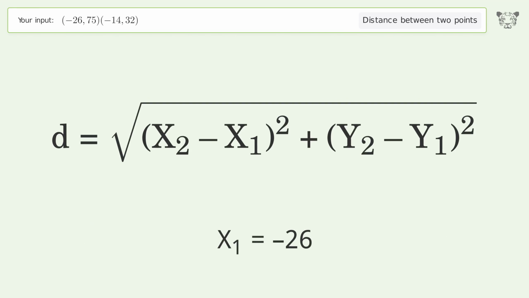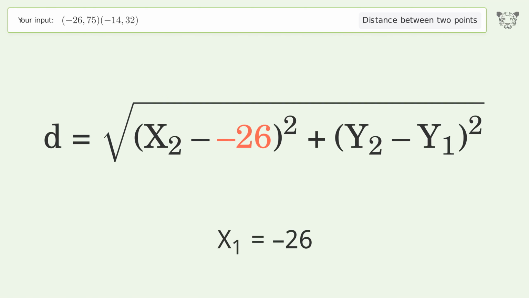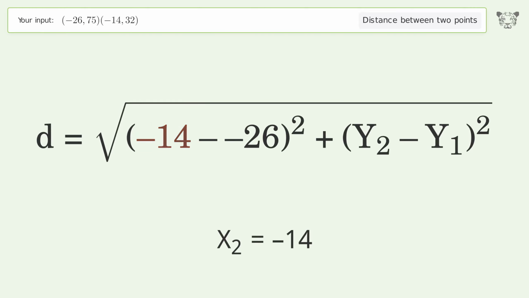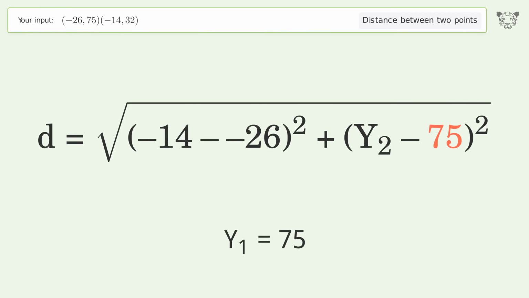x1 equals -26. x2 equals -14. y1 equals 75. y2 equals 32.